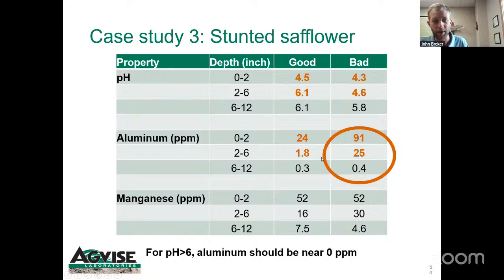We then measured the aluminum as well, and wherever those pHs were less than 5, you see there was quite a lot of aluminum: 24 parts per million in the good area, 91 parts per million in the bad area, which is an absolutely screaming amount of aluminum. But then you get into the 2 to 6, and wherever that pH was near 6 and above, you notice how there's very little aluminum. And if you have pHs above 6, you shouldn't have any aluminum in that soil profile. So that's good to see. Those manganese levels also were very high where that pH was low. But really, the big problem here is that aluminum toxicity.